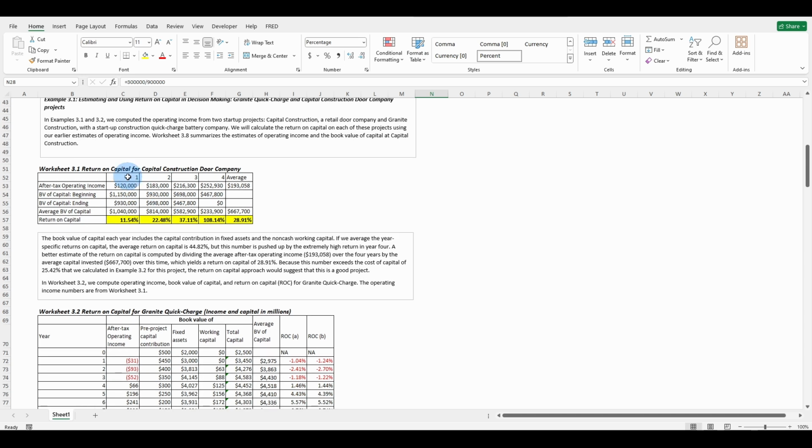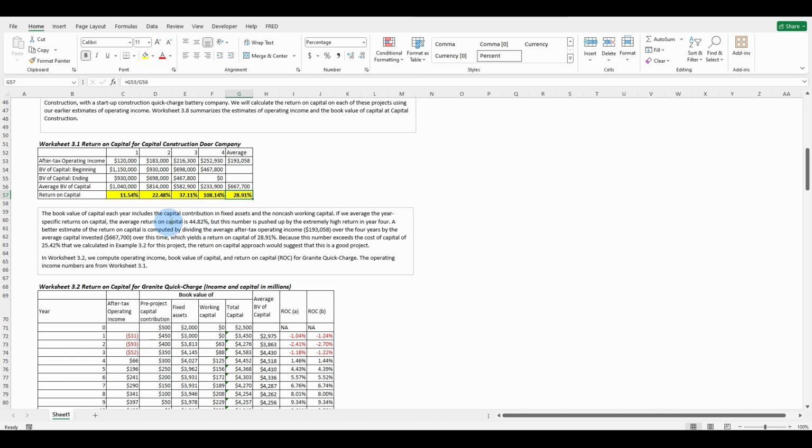So for Capital Construction, we have after-tax operating income of 120, 183, 216, 252, for an average of 193. Book value of capital at the beginning, 1.15. Book value of capital ending, 930. Average book value of capital, 1040. Return on capital, 11.54. We're just going to go through this, and it looks like the return on capital, 28.91. The book value of capital each year includes the capital contribution in fixed assets and the non-cash working capital. If we average the year-specific returns on capital, the average return on capital is 44.82.